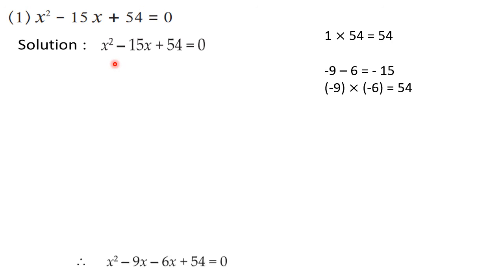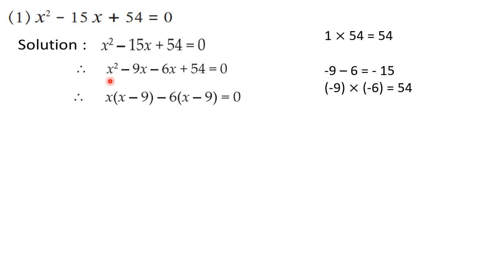So now the next step we can write like this. First term as it is. The middle term is split: 15 is split as 9 plus 6. But while writing, we are going to write minus sign for both. So x square minus 9x minus 6x plus 54 is equal to 0. After writing this step, we have to group first two terms and last two terms and then take out common.